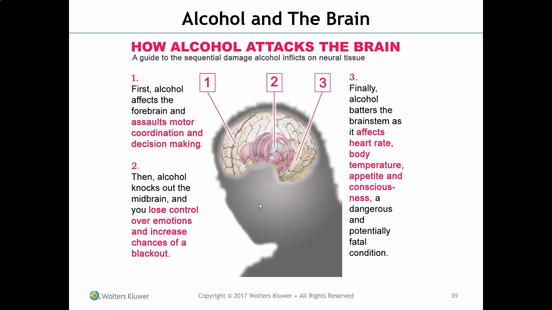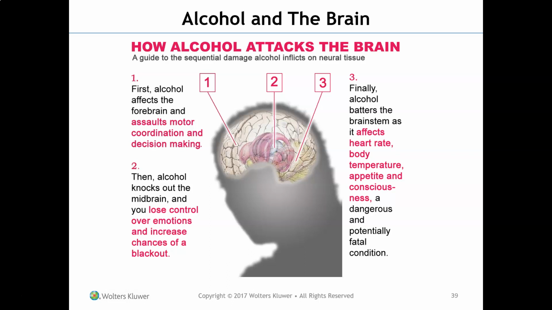All right, so understanding how alcohol attacks the brain, and now that you understand how the brain works, then you kind of have a better idea. So if you look at this, how alcohol attacks the brain, the first thing alcohol does, it affects the forebrain and assaults motor coordination, decision making. So that's about 1 drink an hour. Right, so your motor coordination may be a little affected. You might not make the right decisions. You might lose a little bit of inhibition there, and you might ask somebody out that you shouldn't have, or you might ask somebody that you wanted to, but you didn't have the guts to do it. So that's about a 1. For some of you, that could be 2 drinks.